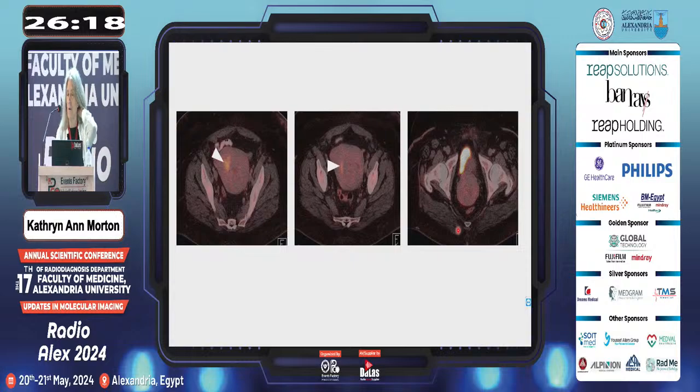When you have uterine fibroids, it can be difficult to diagnose endometrial carcinoma because of compression of the endometrium. This was a case of endometrial carcinoma in the face of many uterine fibroids, and you can see here how this hypermetabolic lesion could be confused with another fibroid, a very difficult diagnosis in this circumstance.